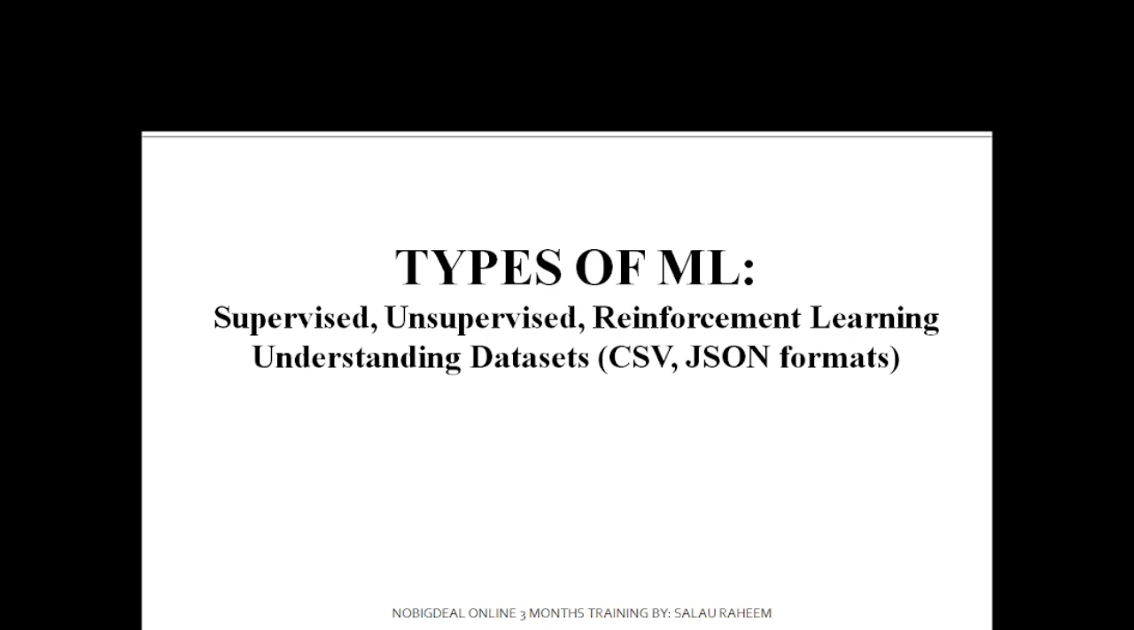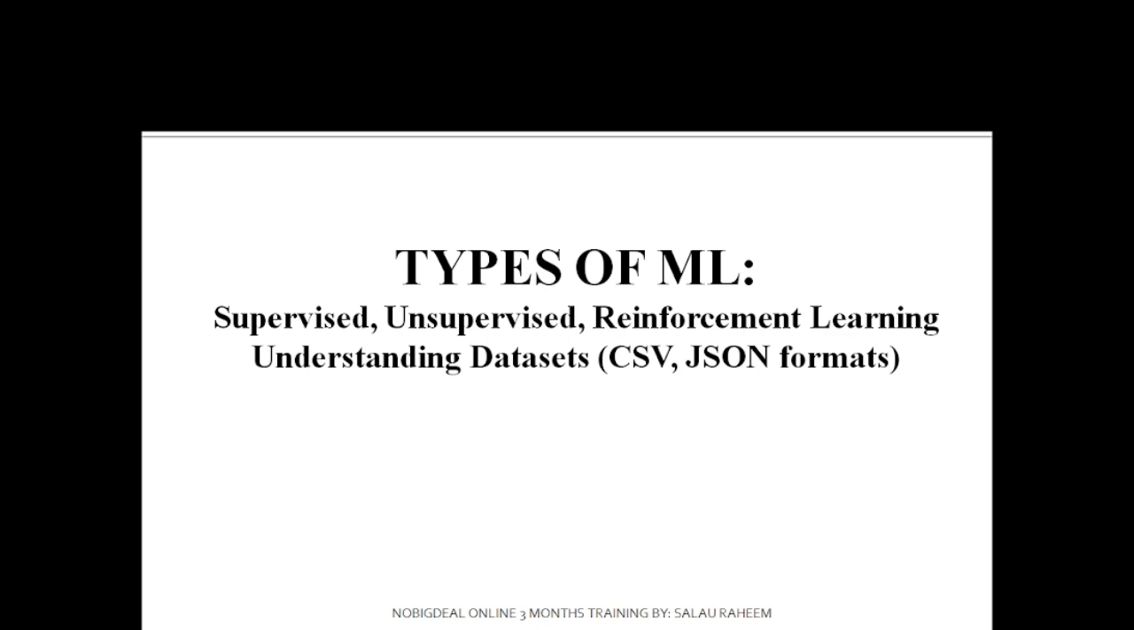So those are the types of ML. We have supervised, those are the models that learn from labeled data. While the other one finds patterns in data without labels. While reinforcement learning, those are the ones that learn by interacting with the environment.